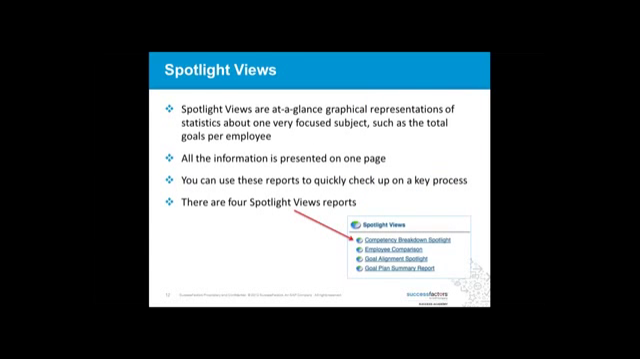And then coming to Spotlight view reports, this is data presented on one page, and you can use this report quickly to check on key processes. And there are 4 types of Spotlight view reports: competency breakdown Spotlight report, employee comparison report, goal alignment Spotlight report, and goal plan summary report.